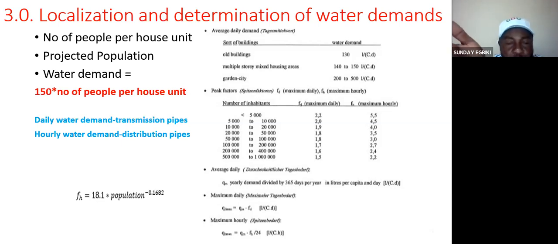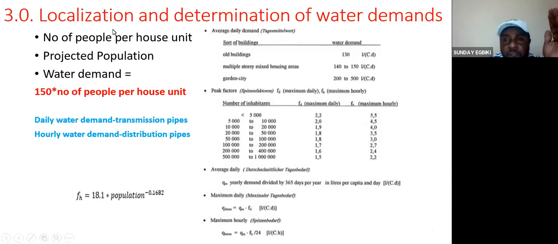Based on our population forecast, assuming the total population we have in that estate is now 100, that is the number of people living in that estate. That is called the capita. Now, what is the water demand? There are different tables and standards for calculating water demand.